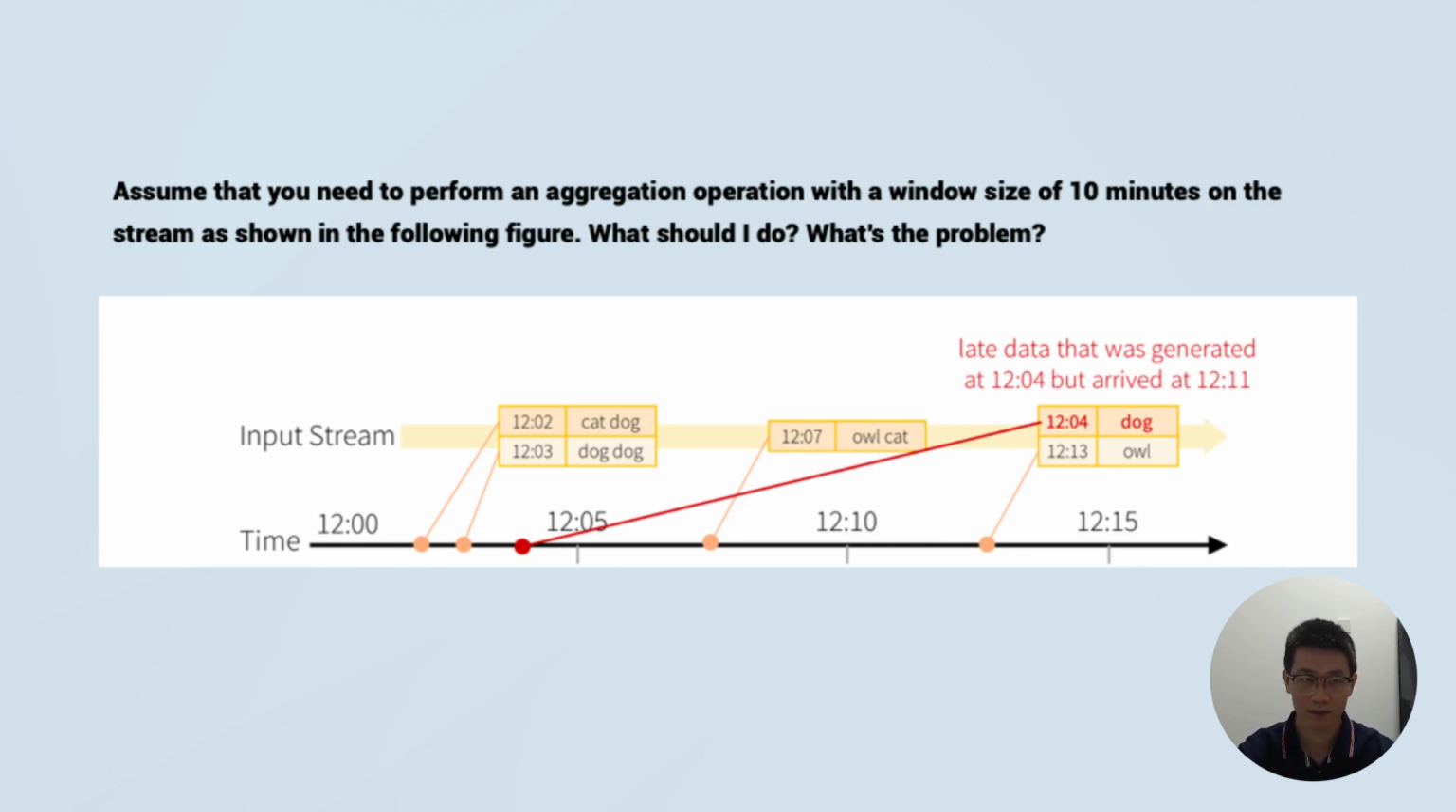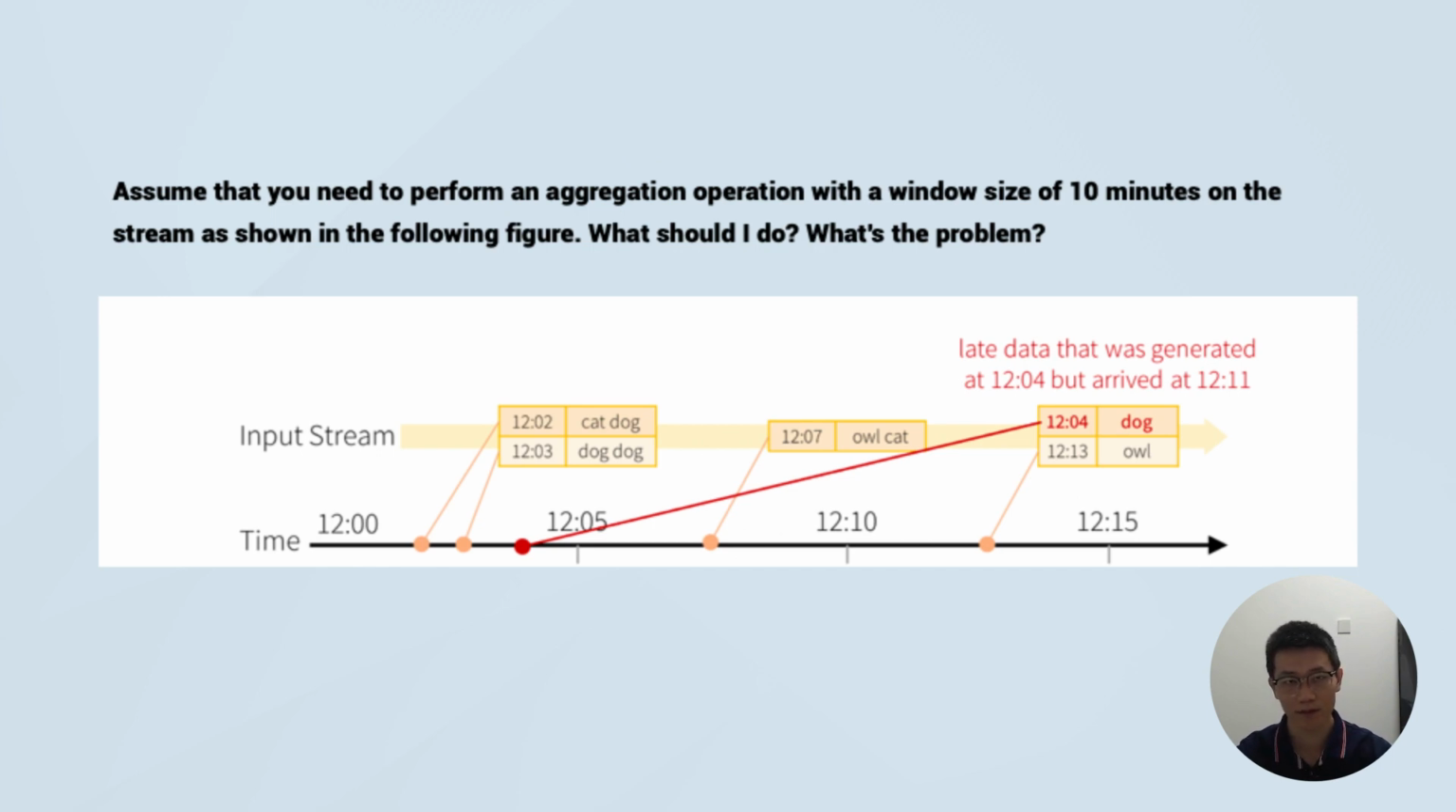After processing by 12:10, we receive data from 12:07, which also falls within the 12:00 to 12:10 window. In this window, owl appears once and cat appears twice. We update the state for dog as it appears again at 12:04.